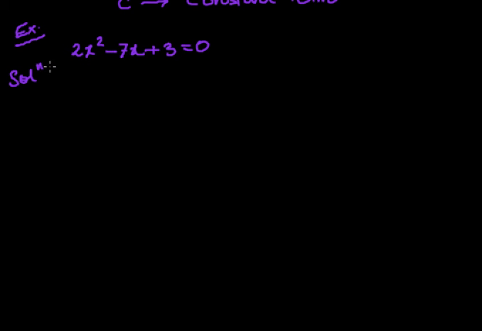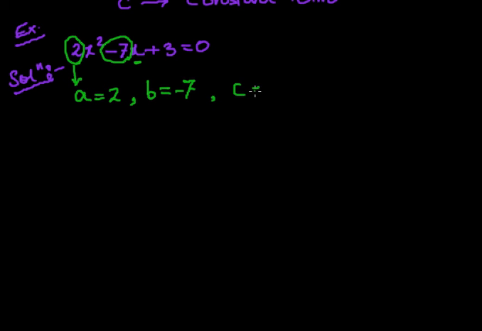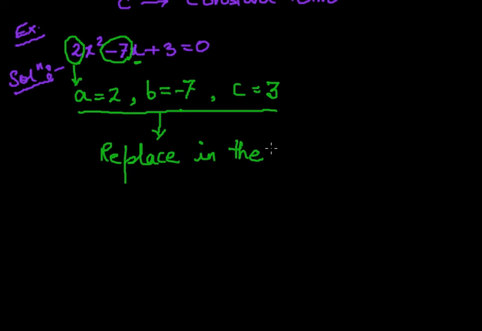Now to use the quadratic formula, we just have to know what the values of a, b and c are. A is the coefficient of x square, that means the value of a is 2. B is the coefficient of x, which is minus 7, and the value of c is 3. If we use all the values of a, b and c in the formula, we'll get the required solution for the quadratic equation.